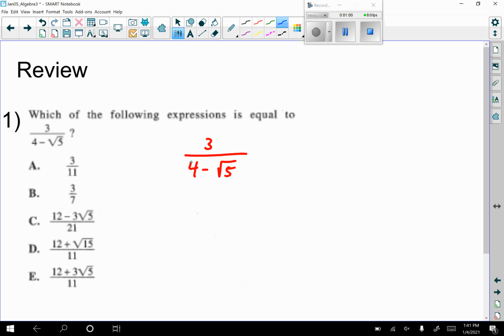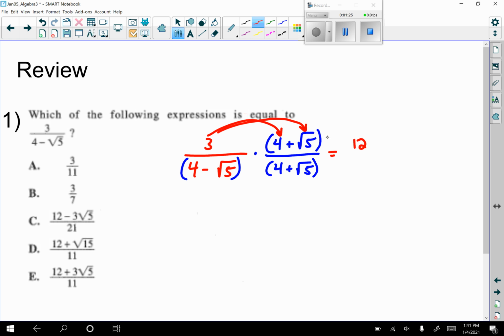Since our denominator is a binomial, I'm going to keep that in parentheses. Also, because our denominator is a binomial with a radical, we need to multiply by the conjugate here, and the conjugate becomes 4 plus radical 5. So that's what we want to multiply top and bottom by. Very carefully, I need to distribute the 3 to both the 4 and the radical 5, so we're going to get 3 times 4 is 12, and then we get plus 3 radical 5.